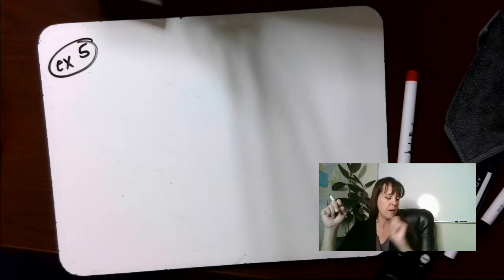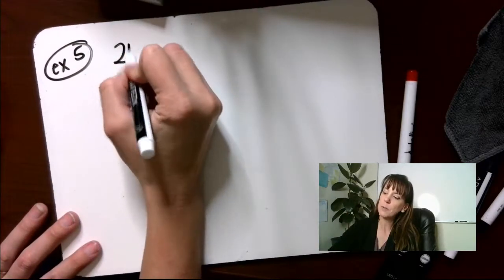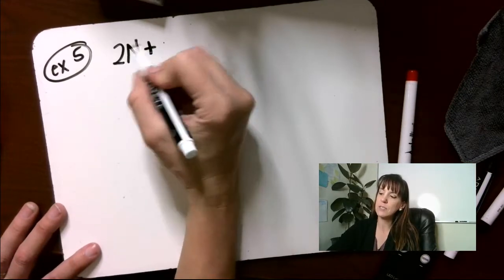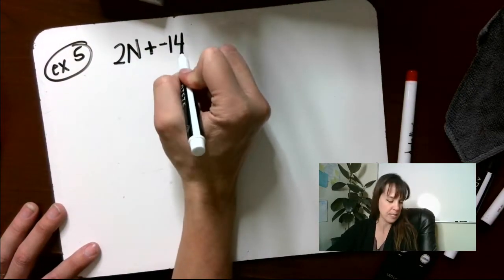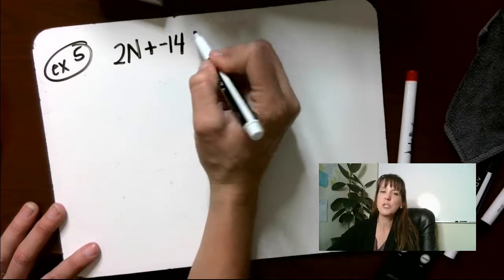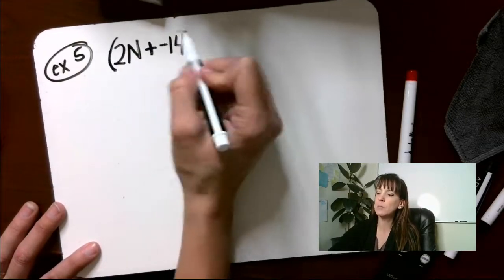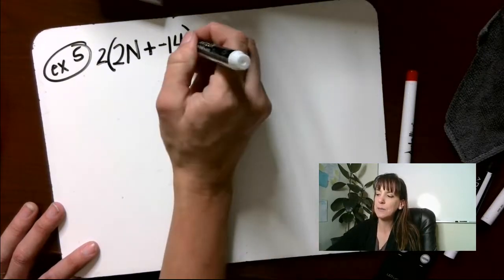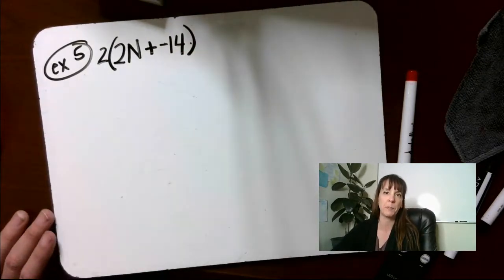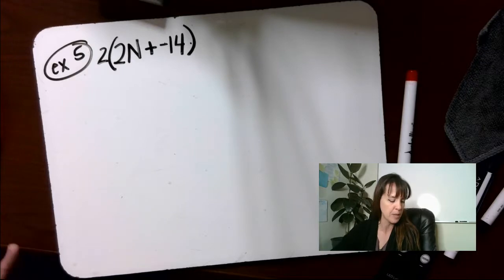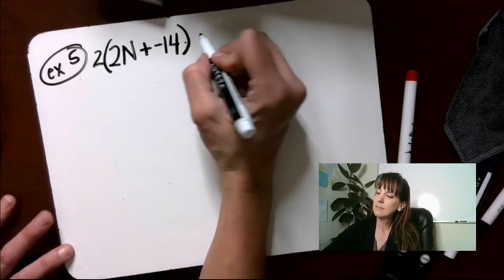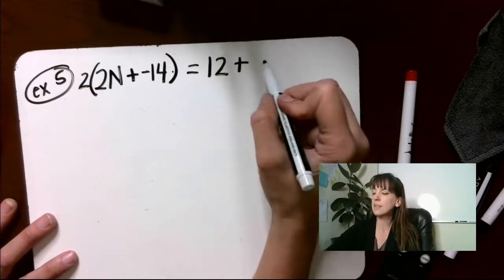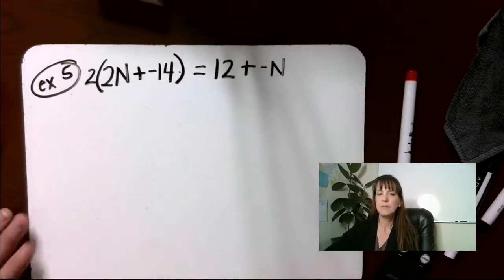If the sum of twice a number, and remember sum means add, and negative 14. So if the sum of twice a number and negative 14 is multiplied by 2, if we take all this and we multiply it by 2. So notice I'm using parentheses. If I had done times 2, that would have made my order of operations all out of whack. So you've got to be careful there. The result is 12 greater than the opposite of the number. So negative n. Find the number.